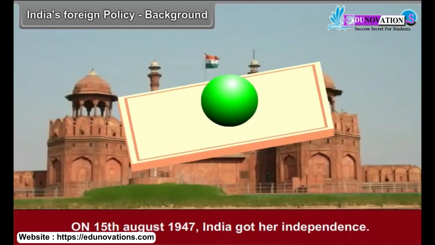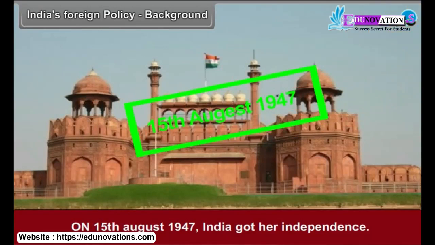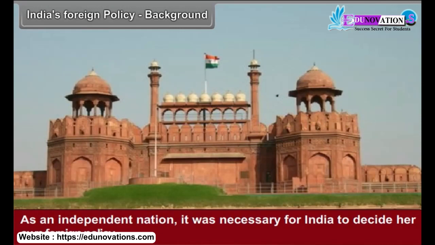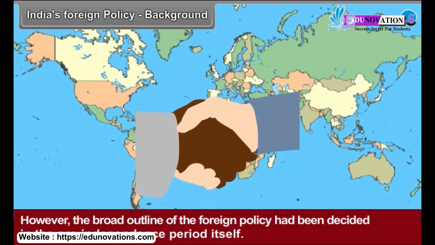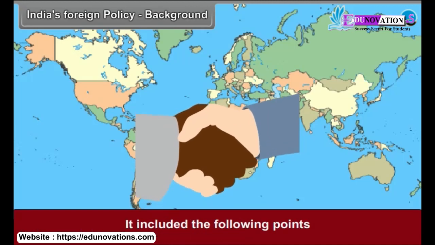On 15th August 1947, India got her independence. As an independent nation, it was necessary for India to decide her own foreign policy. However, the broad outline of the foreign policy had been decided in the pre-independence period itself. It included the following points.